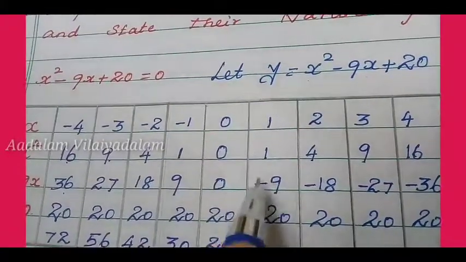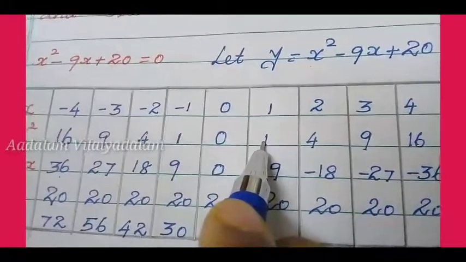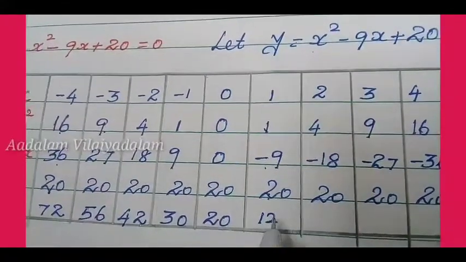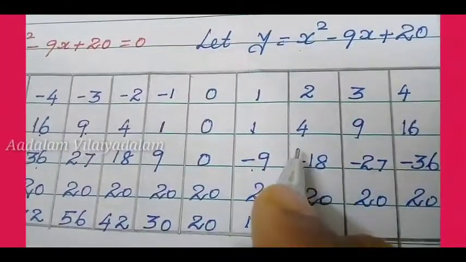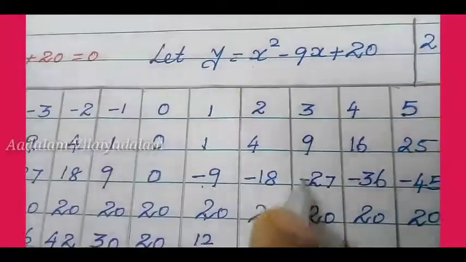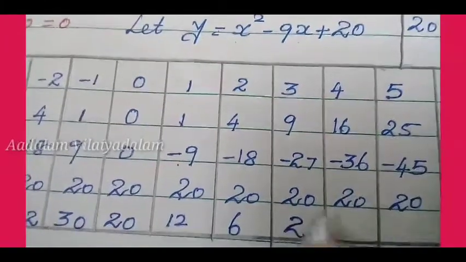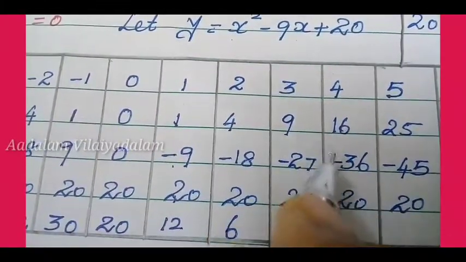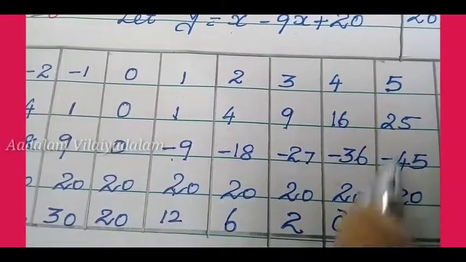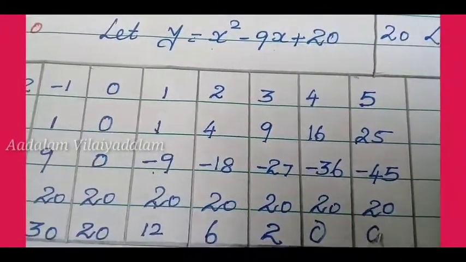Now 20 plus, here 2 values are positive and 1 is negative, so first you add the positive values. 20 plus 1, 21. 21 minus 9, the answer is 12. 20 plus 4, 24, minus 18, the answer is 6. 20 plus 9, 29. 29 minus 27, the answer is 2. 20 plus 16, 36. 36 minus 36, the answer is 0. 20 plus 25, 45, minus 45, the answer is 0.